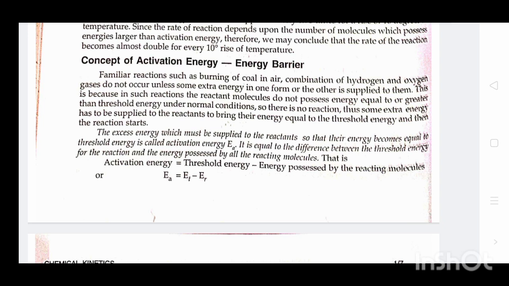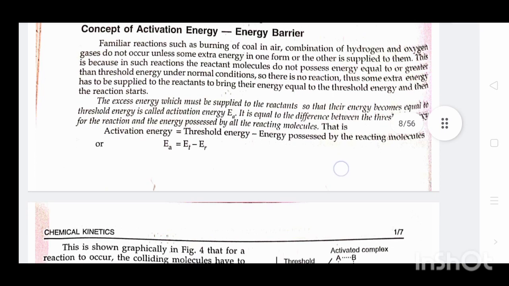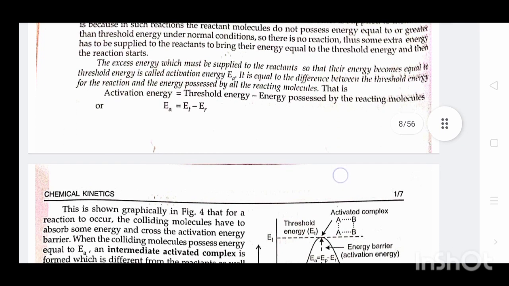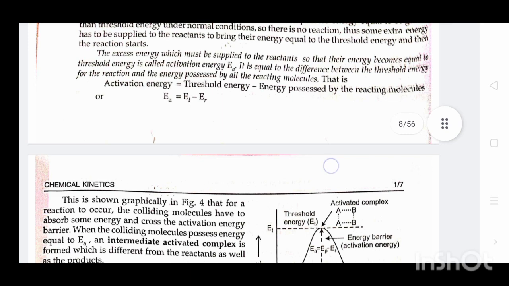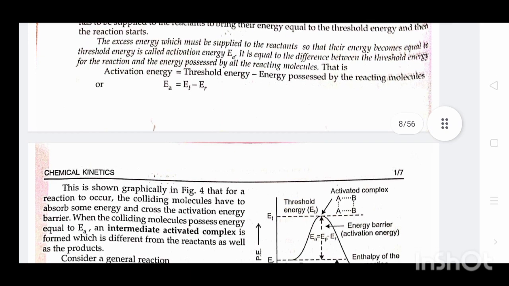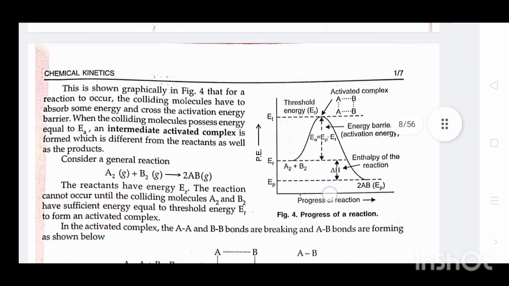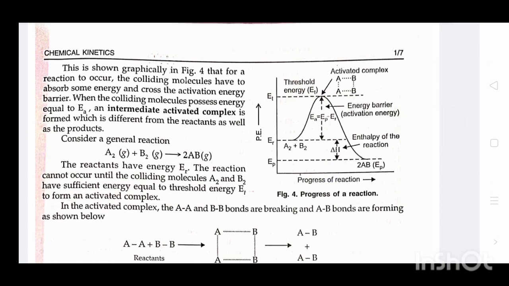Thus some extra energy has to be supplied to the reactants to bring their energy equal to threshold energy, and then the reaction starts. The excess energy which must be supplied to the reactants so that their energy becomes equal to threshold energy is called activation energy, E_A. It is equal to the difference between the threshold energy for the reaction and the energy possessed by the reacting molecules. That is, activation energy equals threshold energy minus the energy possessed by the reacting molecules. This is shown graphically in figure 4.